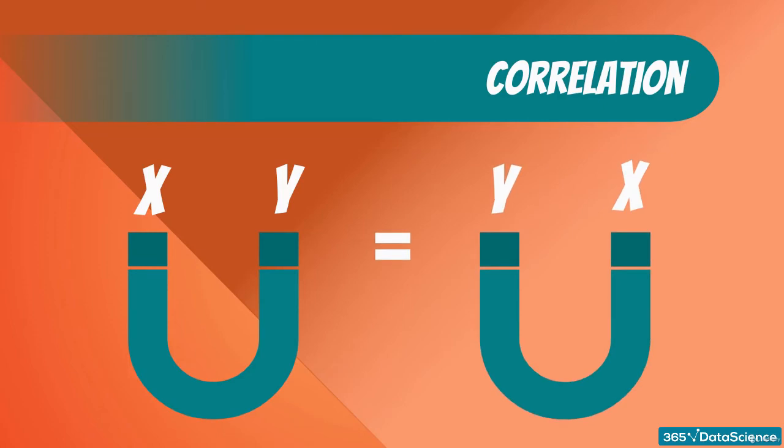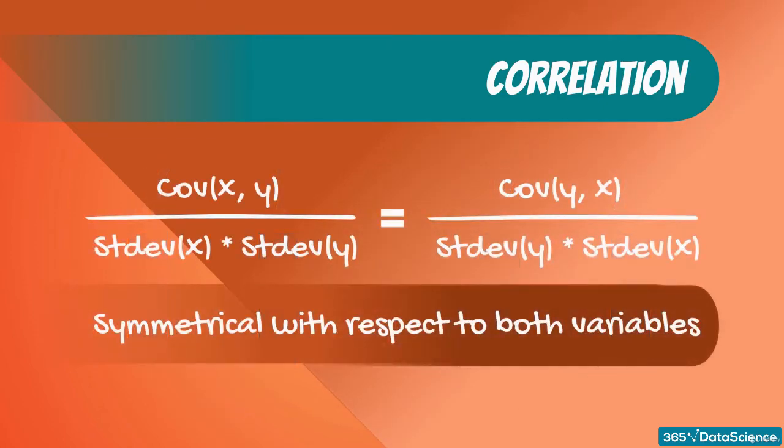All right, before we continue, note that the correlation between two variables x and y is the same as the correlation between y and x. The formula is completely symmetrical with respect to both variables. Therefore, the correlation of price and size is the same as the one of size and price.